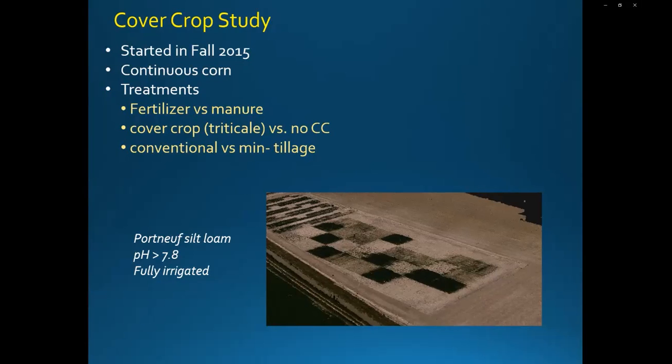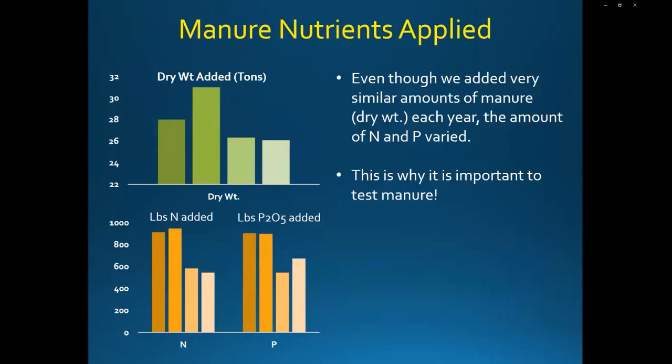This image was taken this spring, where you can really see the dramatic effects of the cover crop on the field out there. Those really dark squares are the cover crop where we had manure. The middle dark squares are where we had the cover crop under fertilizer. So again, we tried to match the amount of dry manure that was added, and even when we try to do that, we still end up with very different amounts of nitrogen and phosphorus added. So I will again say this is really why it's important to measure the nutrients in your manure each year, so you actually know how much is going on the field.